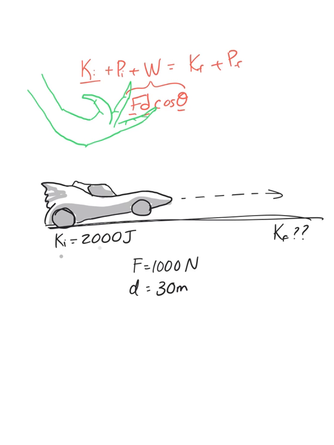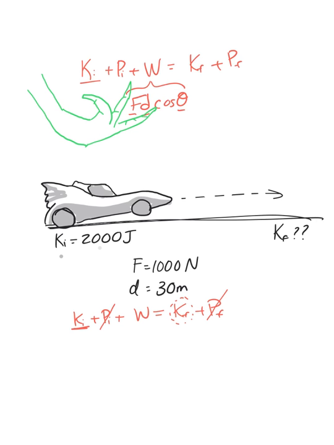So we can always go back to this equation: Ki plus Pi plus work equals Kf plus Pf. And we use this equation every time we're comparing an object in two different positions with two different energies. So we know the original kinetic energy. The potential initial should be 0 because it's on flat ground. We don't know the work at this point. Our kinetic final is what we're looking for, and our P final should be 0 because we're still on level ground. So if we knew the work, this would be a really easy problem to solve for.